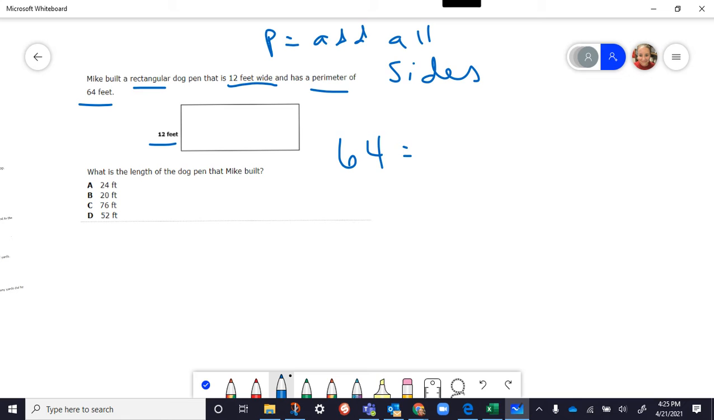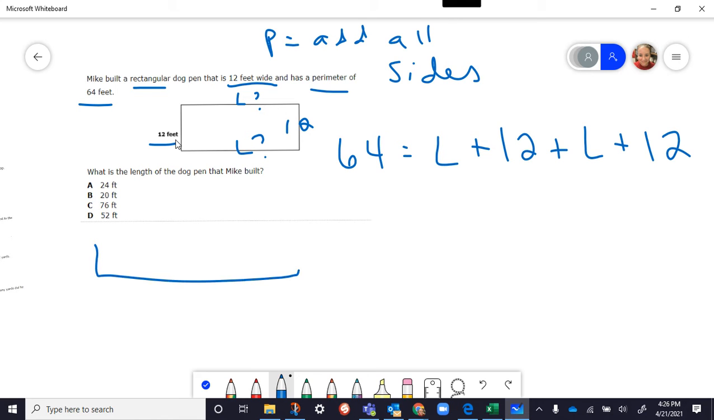Then I've got to find the length. So here is the length. I know this side is 12, and these are the parts that I am missing. So perimeter equals add all sides. Well, we've got 4 sides. We do not know the lengths, but we do know the width, so we can put in those 12s. So instead of writing W, I can just put 12 since we know the width. And then this is similar to the one that we just did. So here we know the total, 64. I could go ahead and combine the widths and get 24. 12 plus 12 is 24.